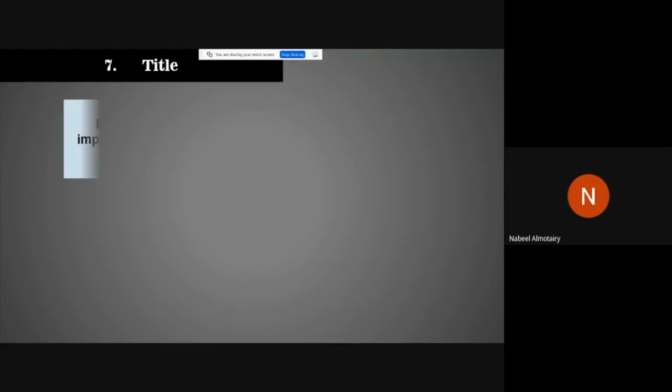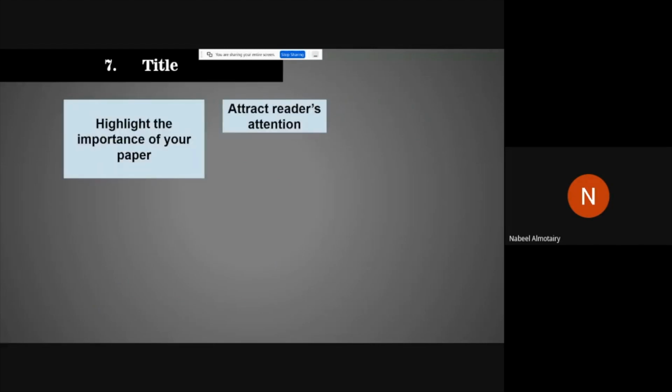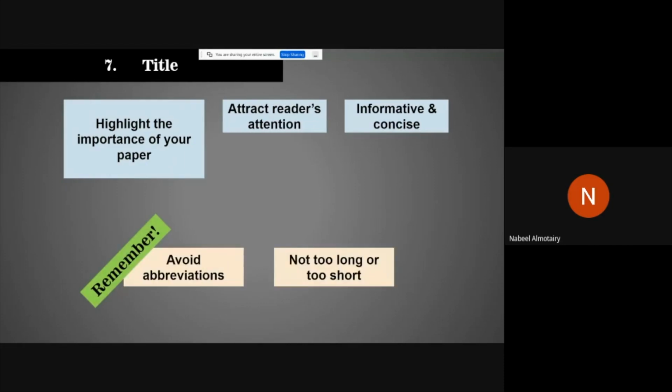Now, finally, the title. It highlights the importance of your paper, and it attracts the reader's attention, and it should be informative and concise. And it's important to avoid abbreviations, and also not to have it too long or too short.